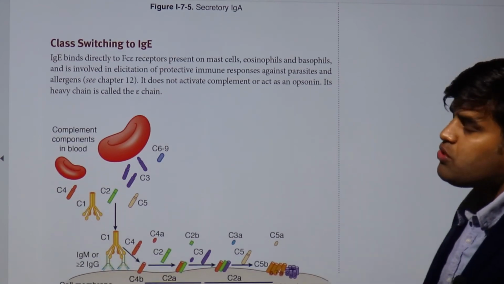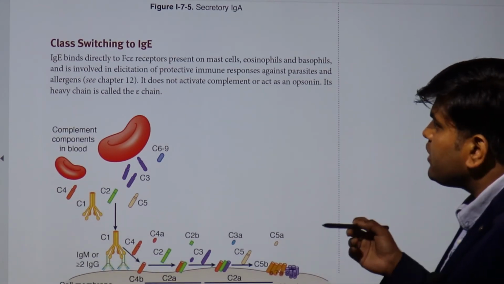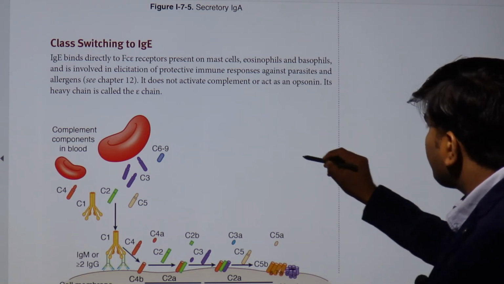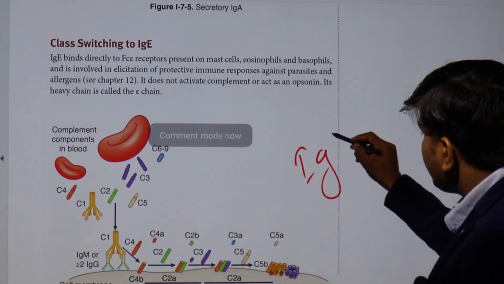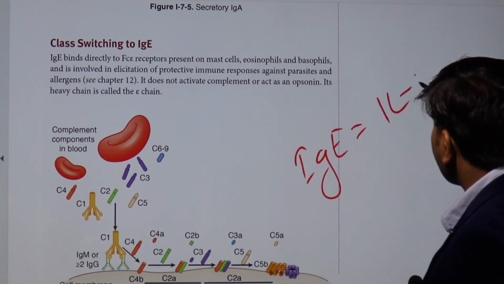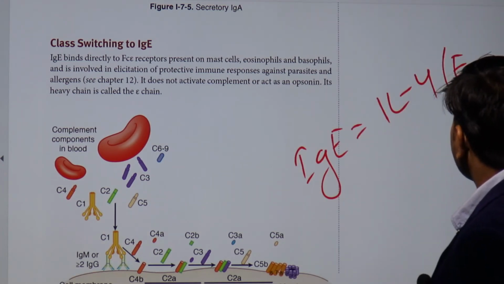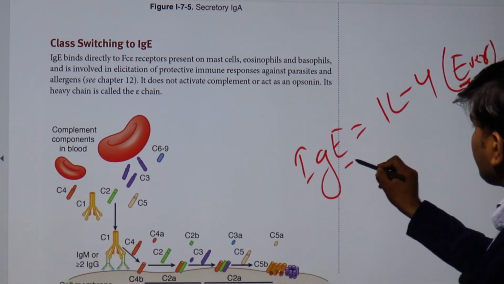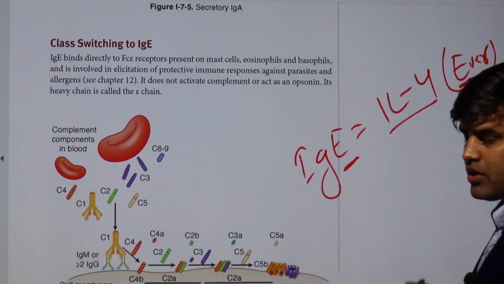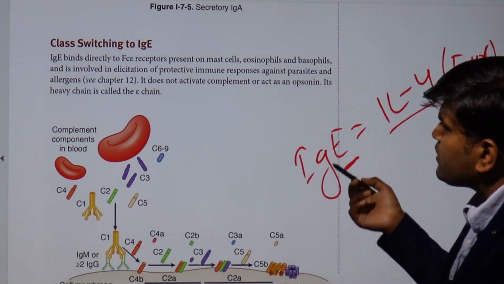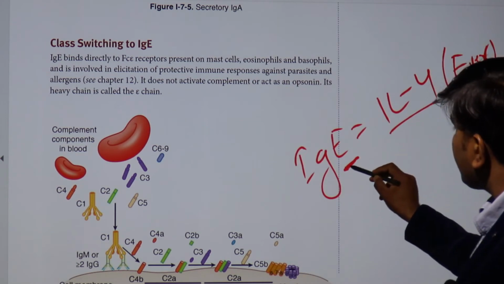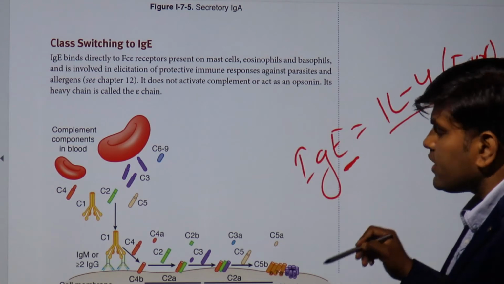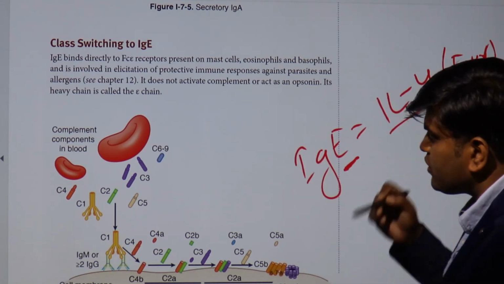Now coming to class switching to immunoglobulin E. For class switching to immunoglobulin E, what is required is interleukin 4. We can remember this as: E for EVER. So if it is immunoglobulin E, it is interleukin 4. In this way we can remember. Okay. But you have to understand this is the fifth letter, and the fifth letter is not causing the proliferation of immunoglobulin E. That causes proliferation of immunoglobulin A, class switching of immunoglobulin A.